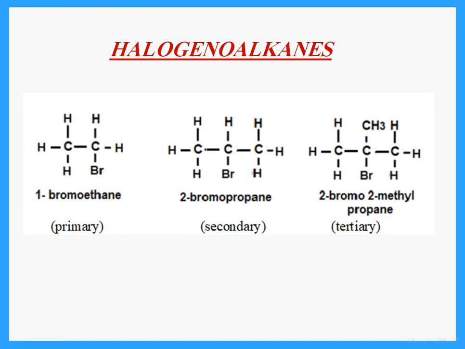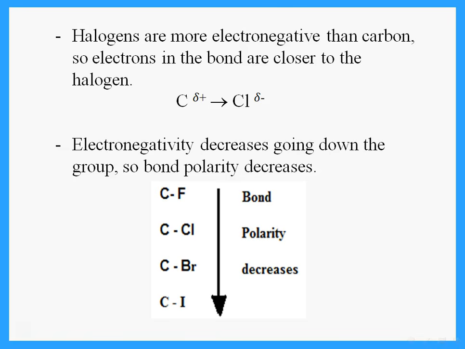Okay, halogenoalkanes. Halogenoalkanes are basically alkanes that have halogens. So we still can classify them as primary, secondary, and tertiary. If the Br is attached to a carbon that is attached to only one carbon, that's primary. If the Br is attached to a carbon that is bonded to two carbons, that's secondary. If the Br is attached to a carbon that is bonded to three carbons, that's a tertiary halogenoalkane.